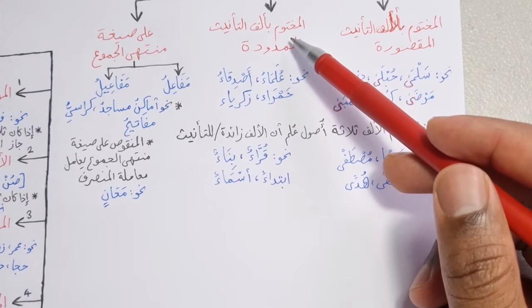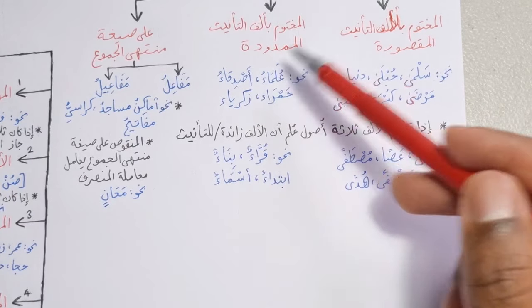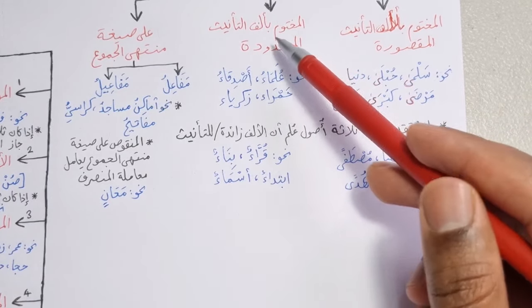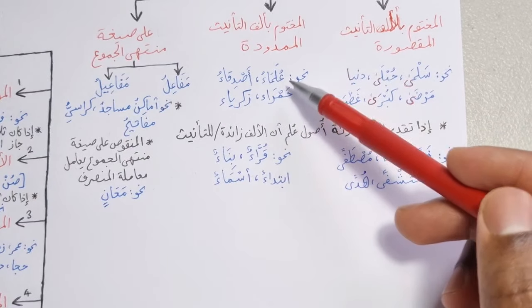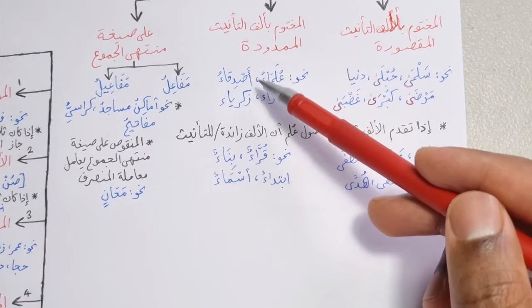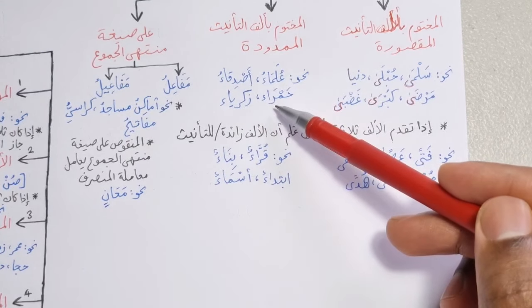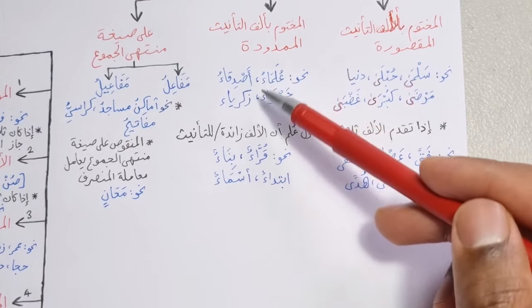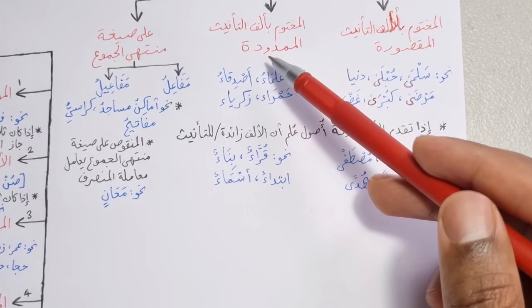The second reason is al-makhtum bi alif al-ta'nith al-mamduda. Similar to this, but mamduda. What is alif al-ta'nith al-mamduda? Alif al-ta'nith al-mamduda is basically those nouns which end with hamza preceded by an alif. Hamza preceded by an alif. These are also going to be mamnu' min as-sarf, because the alif in these cases is ta'nith al-mamduda.